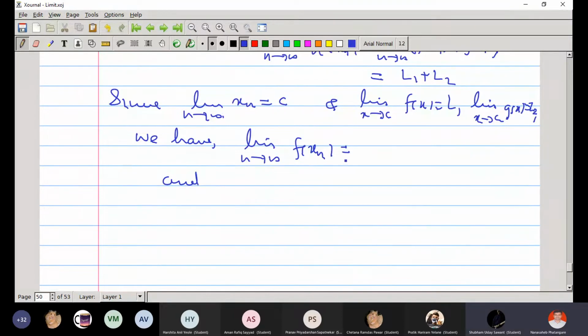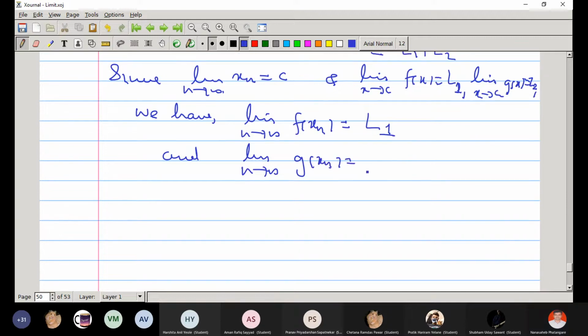L1. Very good. Because the limit of f is L1 at c and xn converges to c, by the sequential criteria this must be L1, because the limit exists. And what is the limit as n tends to infinity of g(xn)? L2, right? Do you understand it clearly? There is no confusion at all. It is very straightforward.